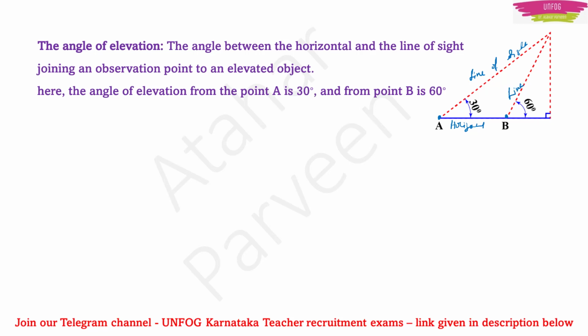So the angle between horizontal and line of sight joining an observation point to an elevated object. Where is the elevated object? Here it will be. Okay, this is the elevated object. So what will be the angle of elevation? For point A, the angle of elevation will be 30 degree, and for point B, the angle of elevation will be 60 degree.